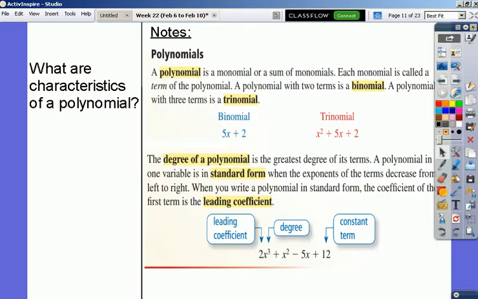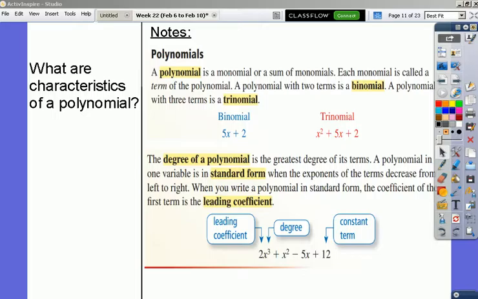Polynomials. Alright, so this is a very important slide. We're jumping into polynomials, and throughout the rest of algebra, and definitely in Algebra 2, pre-calc, and beyond, you're going to be dealing with polynomials, monomials, specifically binomials, trinomials, etc.